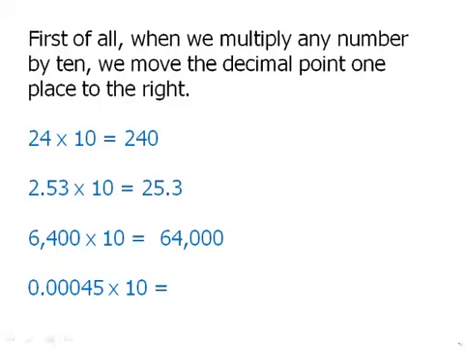0.00045. That would be 45 hundred-thousandths. That has 3 placeholding zeros. When I multiply by 10, the decimal point moves 1 place to the right, and so I wind up with 2 placeholding zeros.